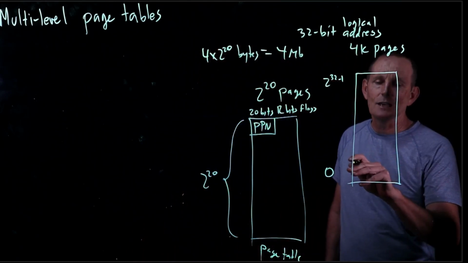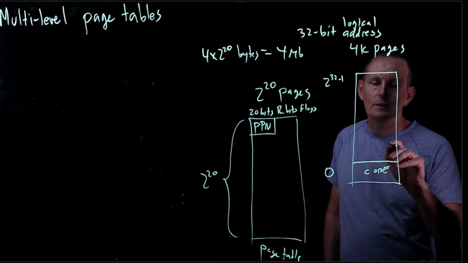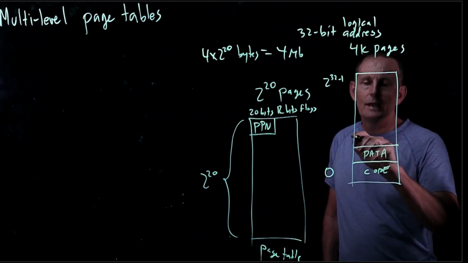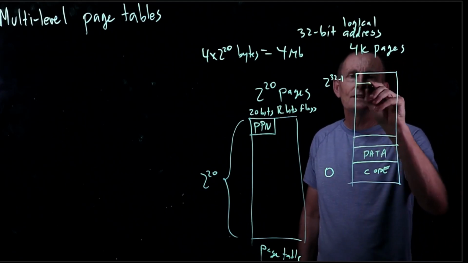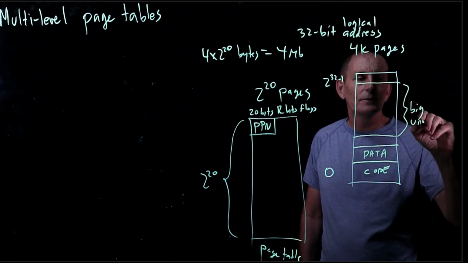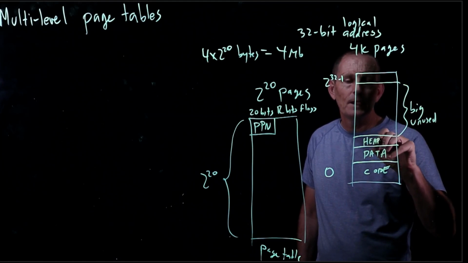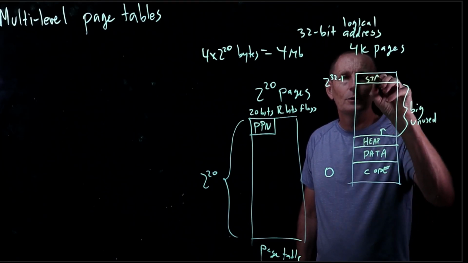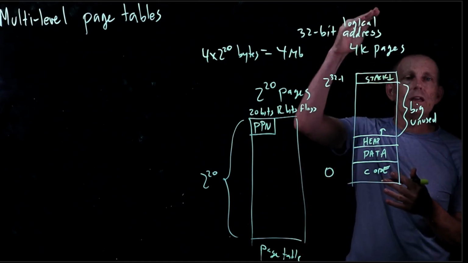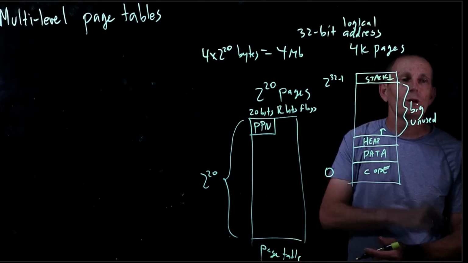So what if you had a process that just had, let's say, its code here, it had its globals here, and it had a fairly small heap, and then its stack up here, and a big unused chunk. So here would be its heap, growing up, here would be its stack, going down. So we put the stack at one extreme end of the address space to give it room to move and to keep it away from the heap.